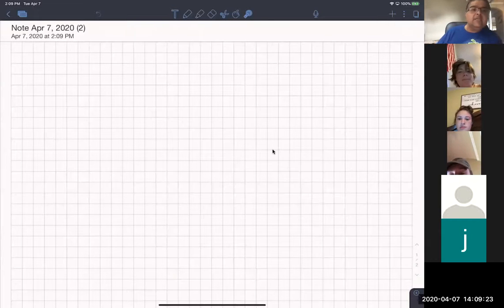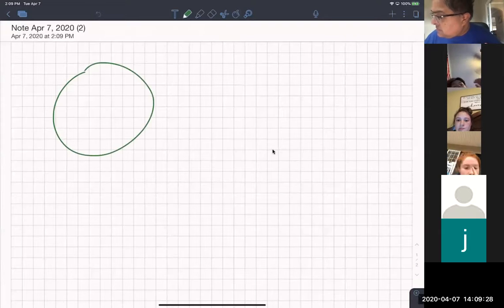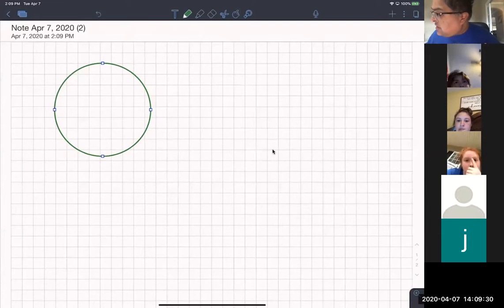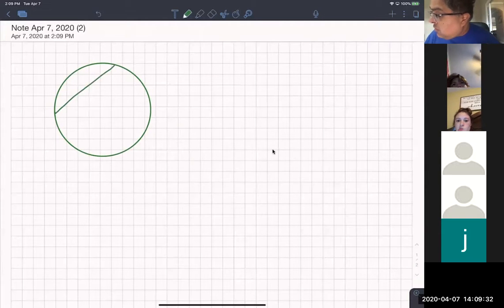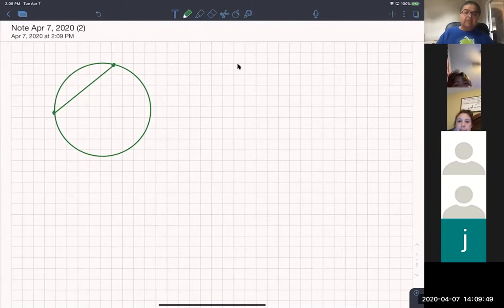All right. So let's talk about some of these vocabulary words. Before, we talked about a chord being any line within a circle whose endpoints are on the circle, and a diameter being a chord that goes through the middle of the circle. We talked about the radius, being from the middle of the circle to the edge of the circle. Now, the things that we didn't talk about were a secant and a tangent.